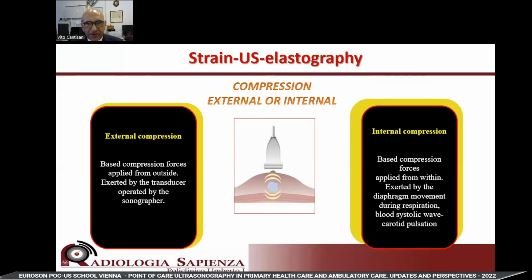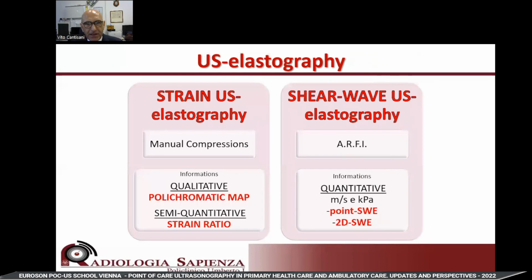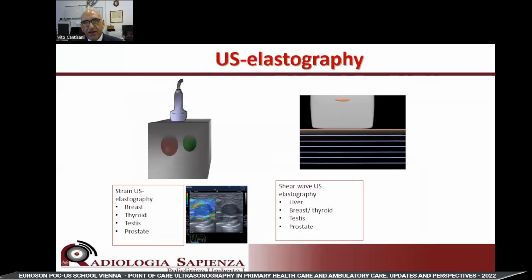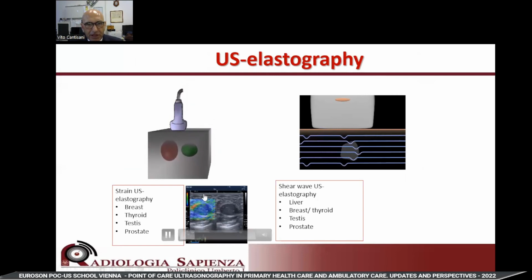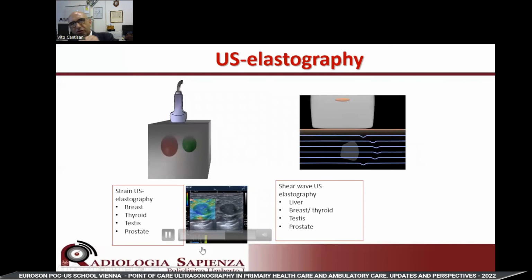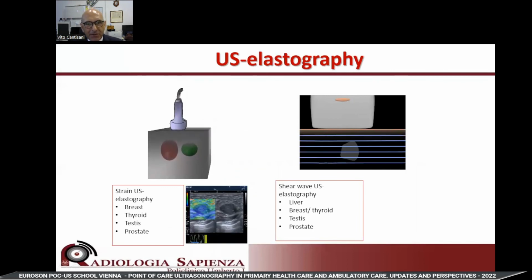Coming back to the external compressive method, you can have external compression or internal one. And you achieve qualitative or semi-quantitative information, or by means of shear wave, quantitative information. And here is how you can do that. Firstly, learn how to compress and obtain a polychromatic box, and then you also have the qualitative indicator right now in real time that shows you how to obtain the right and reliable compression, mainly used for thyroid, breast, testis, prostate, but not anymore for liver.